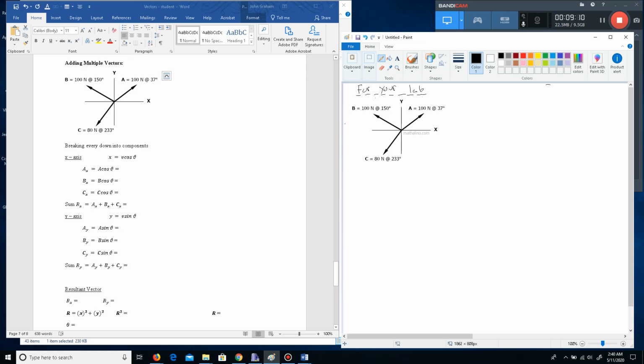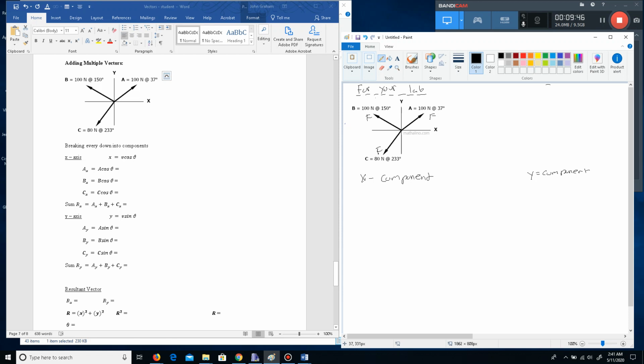Okay, so let me make sure everything's right. We have these 3 vectors. We want to break each one down into the components. These are all forces, so this is again going to be really important when we get into chapter 4 and beyond. So we're going to look at the X component, and we're going to look at the Y component, which I have them vertically listed, but it's okay.